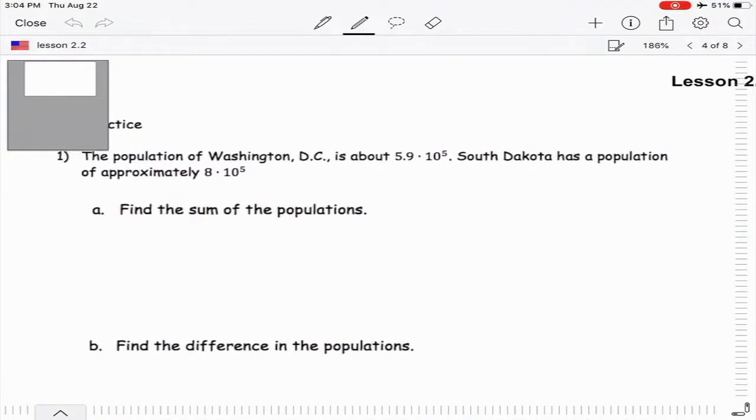All right, so try these two on your own. The good news is, I'm pretty sure you don't need to tweak either one of these answers. Once you add and subtract, you're going to get a number that's already in scientific notation, which is good.